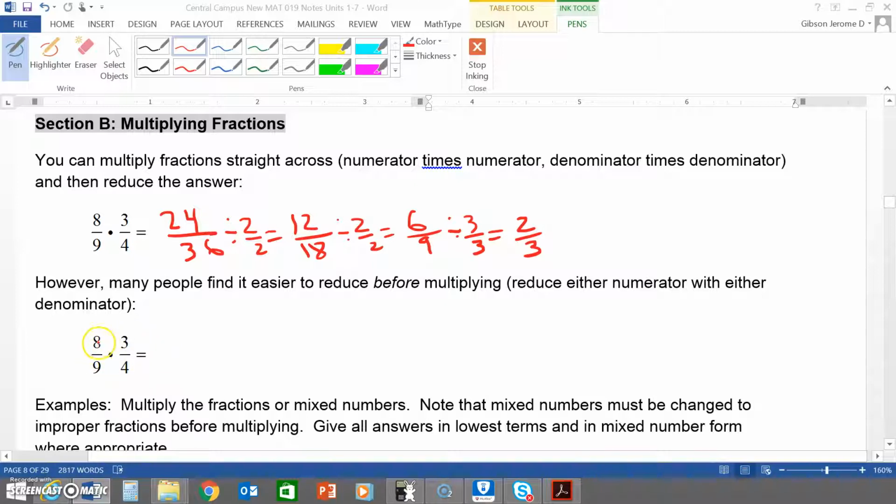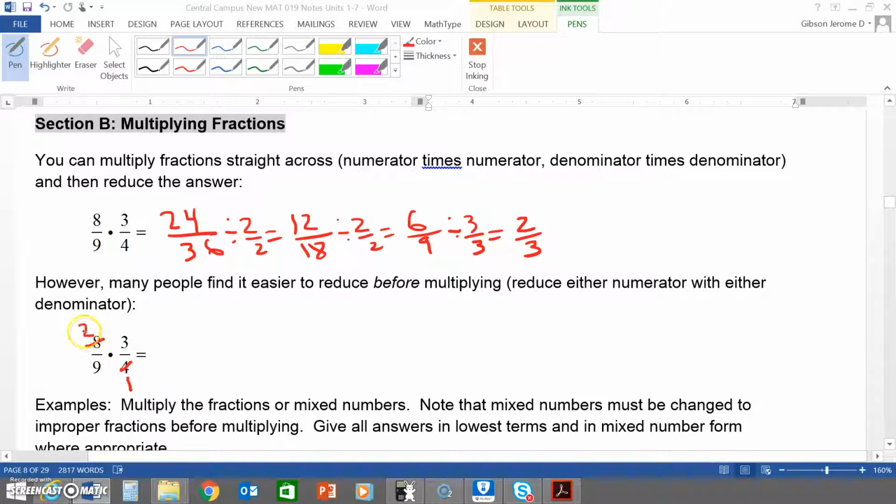So we look here at this first numerator 8. We look directly beneath it. 8 and 9 has nothing in common. Then we will go diagonal. 8 and 4, they both have 4 in common. So you can divide both of these by 4. 4 goes into 8 twice, and 4 goes into 4 one time. So you simplified out 4 with both of them.